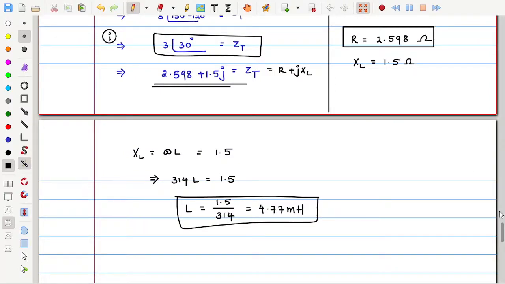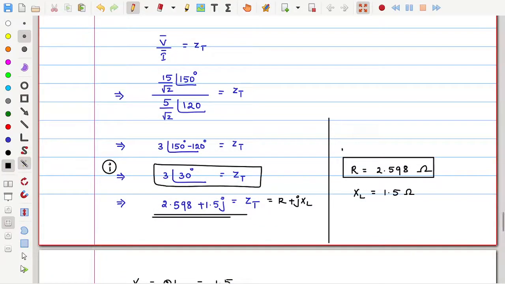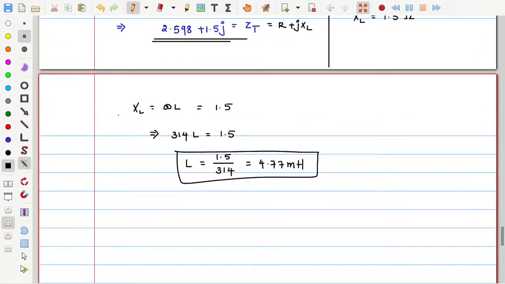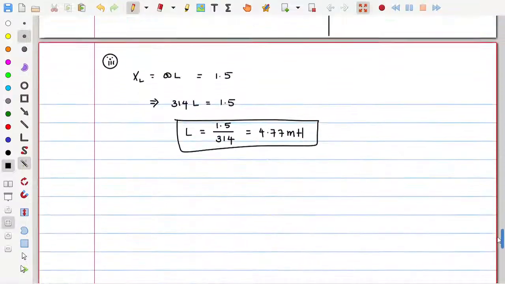Next, the second question is the value of R. We already got this. Next, the value of the inductance. This is the third question. So what else is left out? The power factor of the circuit.